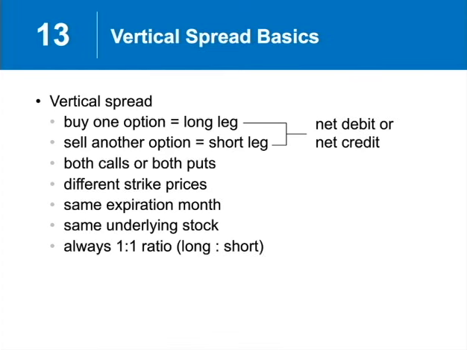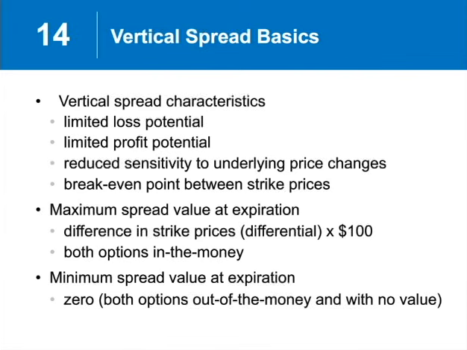So the vertical spreads, long one option, short another, either calls or puts, always different strike prices, always the same expiration, same underlying stock, of course, and always on a one-to-one ratio when we're talking about a vertical spread. Okay, always a one-to-one ratio. If you change that ratio, you get into a whole different risk profile. So vertical spreads, long one, short another.